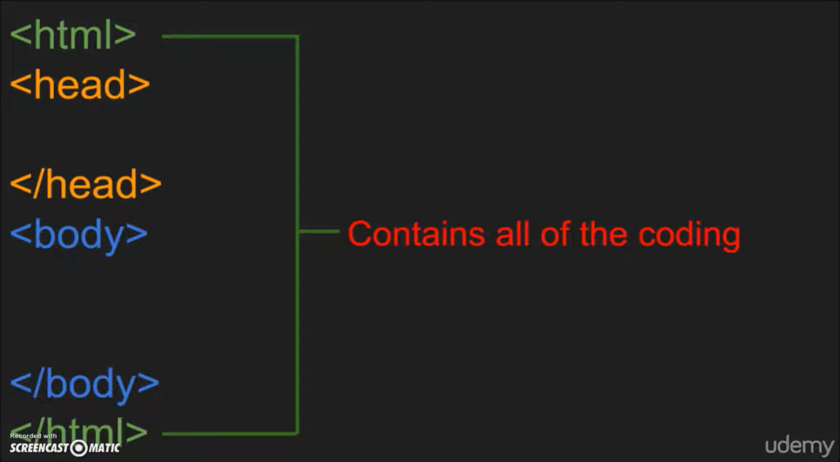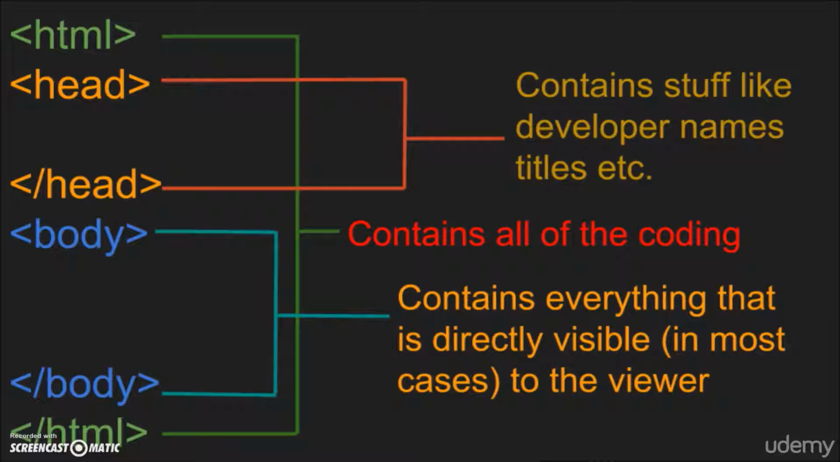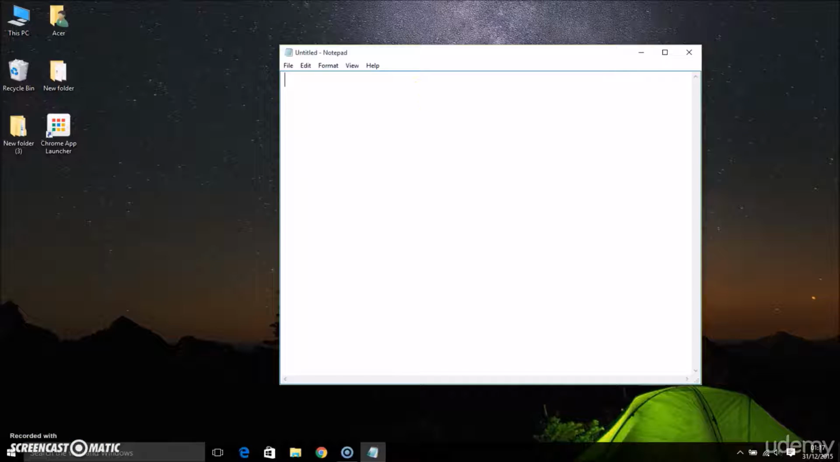The head tag will contain things like developer names, but we're not interested in that too much. Anything typed in the head tag would not, in most cases, be directly displayed on our web page. Now, the body tag is the complete opposite. Everything typed in the body tag, in most cases, will be displayed on our web page. The body tag contains all of our core tags, all of which we want to show to the viewer, such as text or images. And now, let's set up our code.